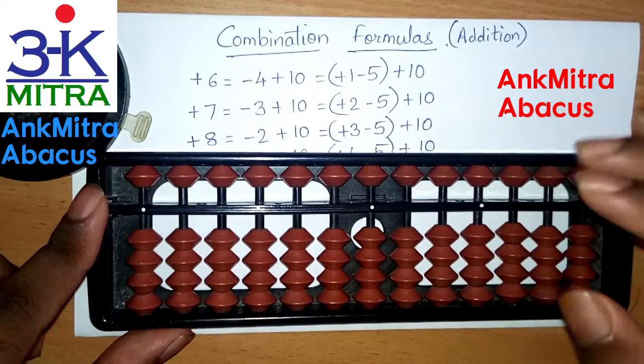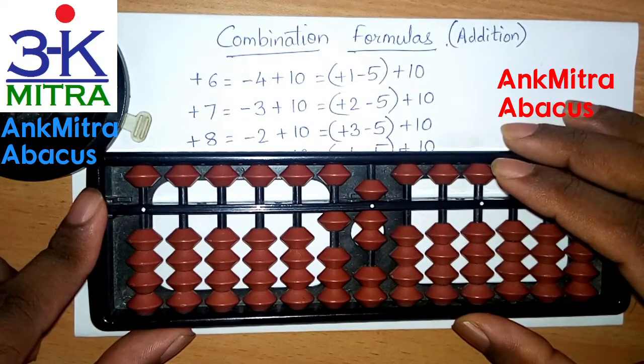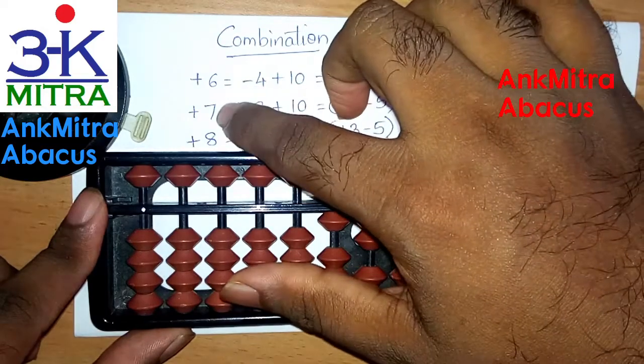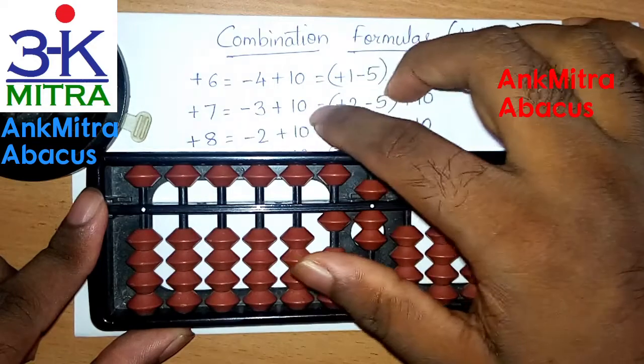Suppose we have the number 17 with us. Okay, 1 and 7 here. And we are supposed to add another 7. Okay, for adding 7 we need to subtract 3 and add 10.